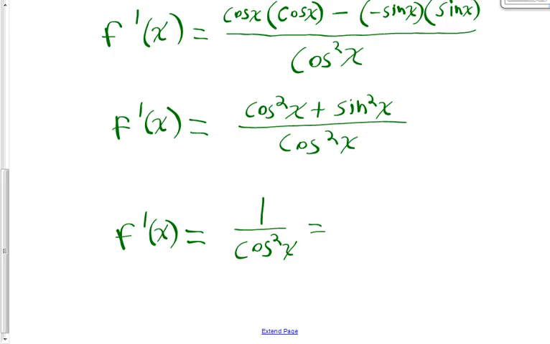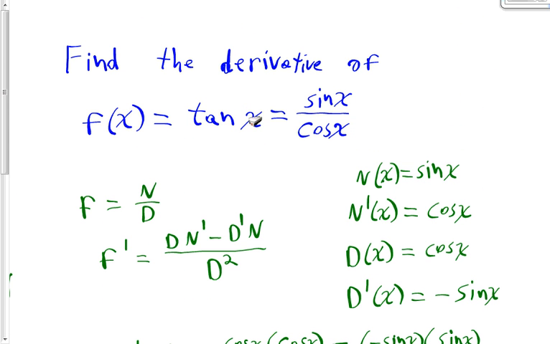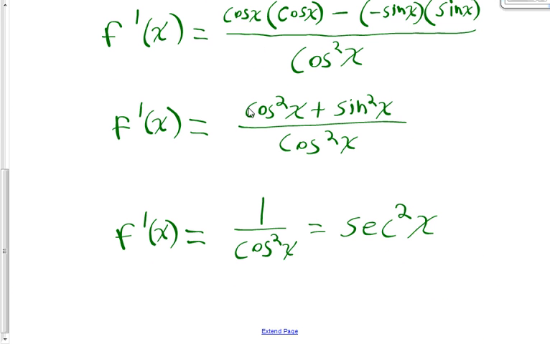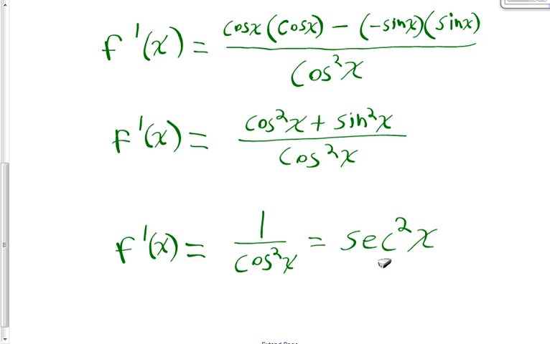Well, there's another way of saying 1 over cosine. 1 over cosine is the secant of x. So instead of getting 1 over the cosine squared, we can just write it as the secant squared of x. So if the original function is the tangent of x, the derivative of the tangent of x is the secant squared of x. Derivative of tangent is secant squared.